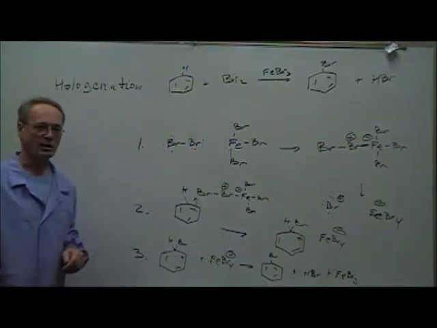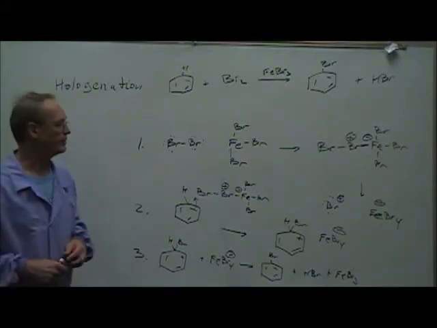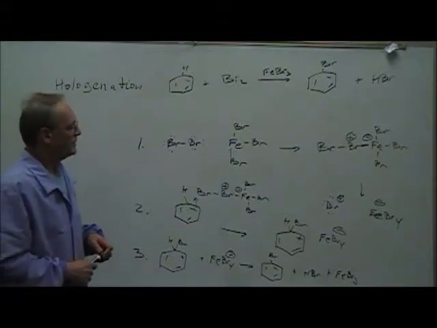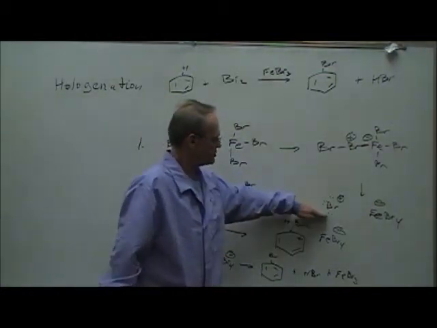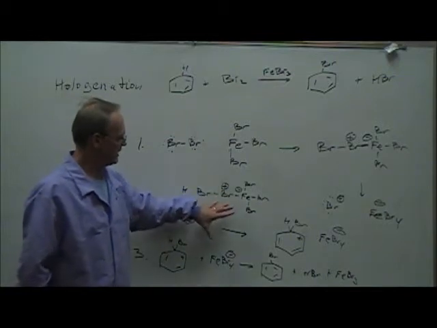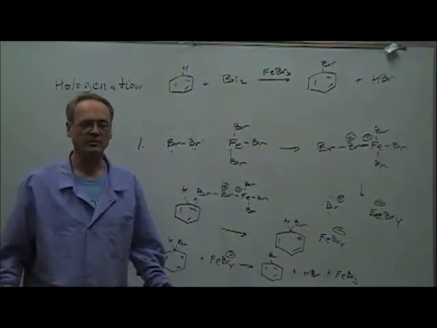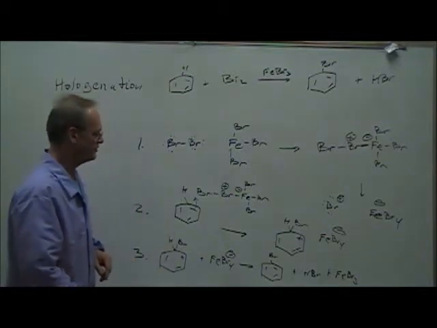I know that's a little bit more complicated than the other two mechanisms, which are much more straightforward and easy to remember. If you want to write it this way, where you first form an initial Br plus, that would be okay. I would accept that. If you want to write it this way, as I have, in which it's actually this whole complex that reacts with a benzene ring, that's okay too. It really is six of one, half a dozen of the other.